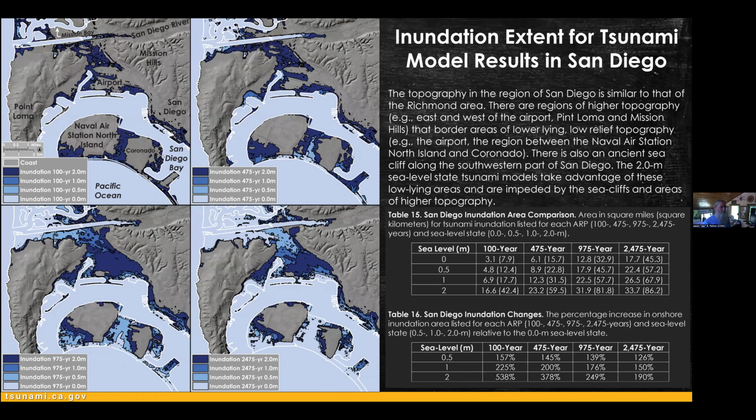And then the last place, San Diego, Southern California. The topography in the region of San Diego is similar to that of the Richmond and Alameda area. There are regions of higher topography, like east and west of the airport, Point Loma, and the Mission Hills, that border areas of lower-lying, low-relief topography, like the airport and the region between the Naval Air Station North Island and Coronado. There's also an ancient sea cliff along the southwestern part of San Diego. The 2-meter sea level state tsunami models take advantage of these low-lying areas and are impeded by the sea cliffs and areas of higher topography.